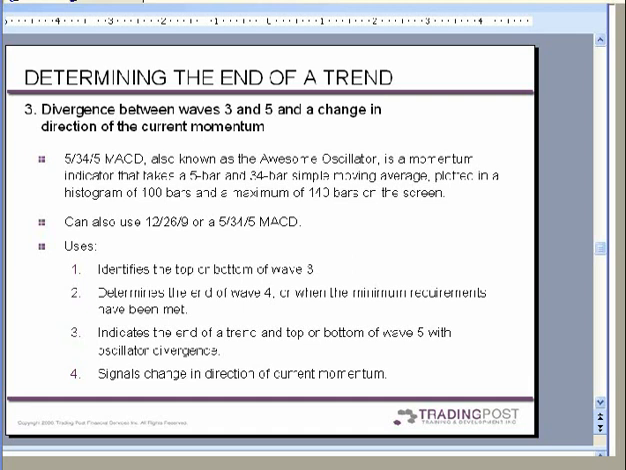Are there any questions? With the signal line being above or below the histogram, is that also relative to the 100 and 140 bars related to each time frame? No, the 100 and 140 bars related to the time frame has more to do with getting a 5-wave sequence on the screen, seeing the divergence, and seeing the minimum requirements for the wave 4.